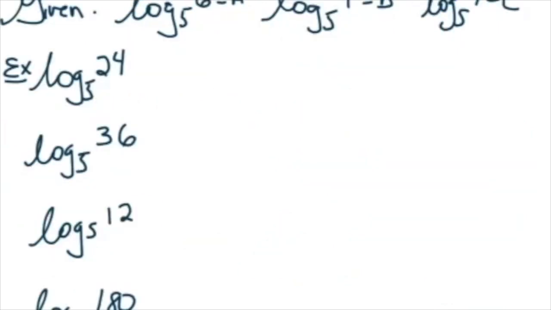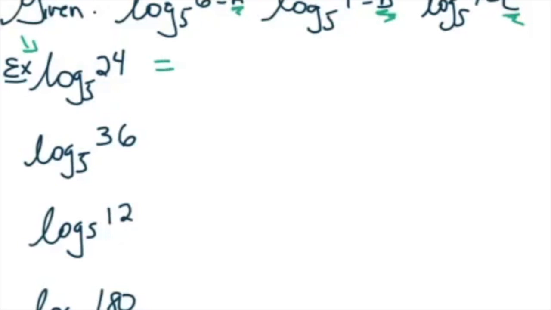All right. So you're given a few informational things here, right? You're told the log of 6 base 5 is A. You're told the log of 9 base 5 is B. And you're told the log of 4 base 5 is C. And then your job is to rewrite the following logarithms in terms of A, B, or C, or just a good old-fashioned integer. All right, so here we go. I have the log of 24 base 5.